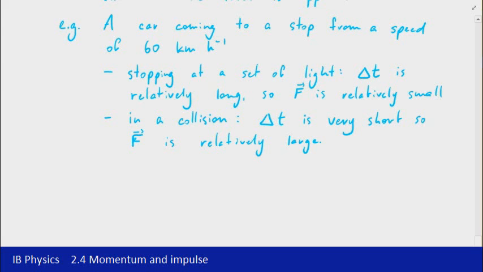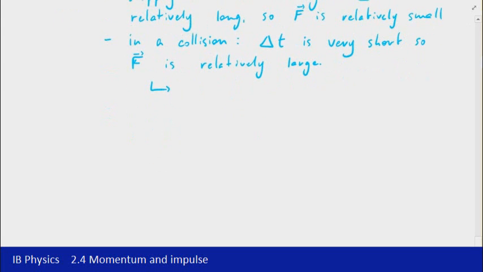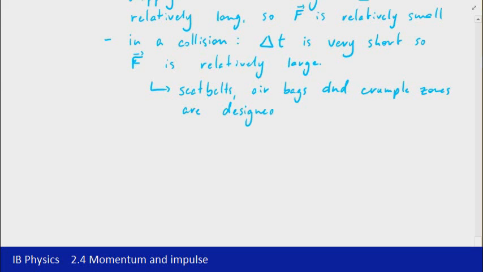If you are thinking about a collision, there are another few things that we can identify here. Seat belts, airbags, and crumple zones are all designed to slow the passenger for just a little bit longer, or driver and passenger.